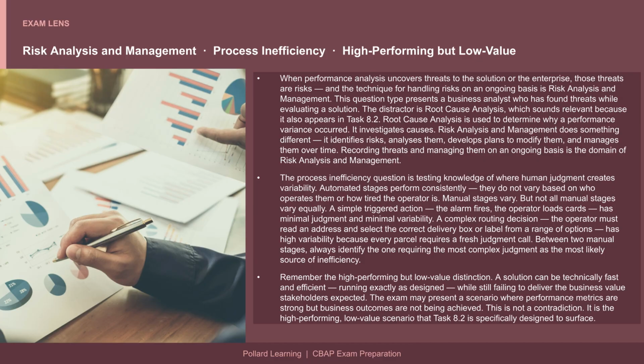The second. Process inefficiency in a multi-stage process is driven by the complexity of human judgment in manual stages, not by the number of manual stages. Automated stages are consistent. Simple manual triggers, an alarm fires, an operator loads cards, have minimal variability. Complex manual judgment, an operator reads an address and selects the correct label from a range of options, has high variability because every unit requires a fresh decision. The most likely source of inefficiency is the manual stage requiring the most complex judgment.